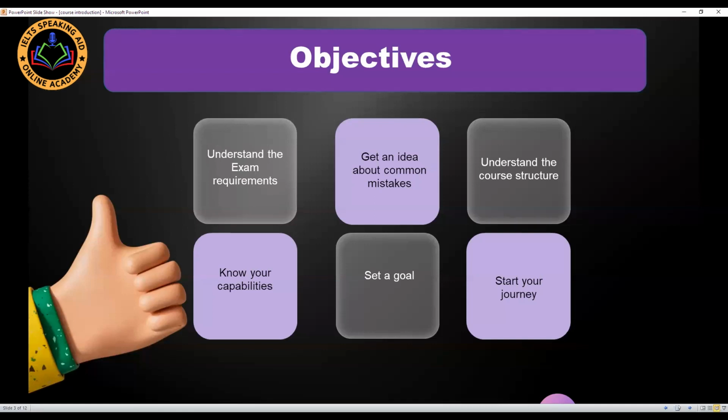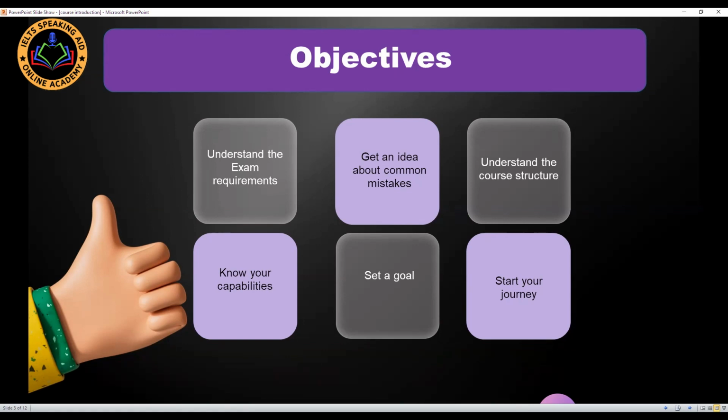Okay, the objectives of this session. First thing is to understand the exam requirements. This is beneficial for you. Some of you may have already faced the exam before. Some of you may be new to the IELTS exam. For them, understanding the exam is really important. Second thing is to get an idea about common mistakes of your speaking level. Whenever you are participating in an IELTS speaking test, you are making some mistakes. So let's discuss these kinds of mistakes.